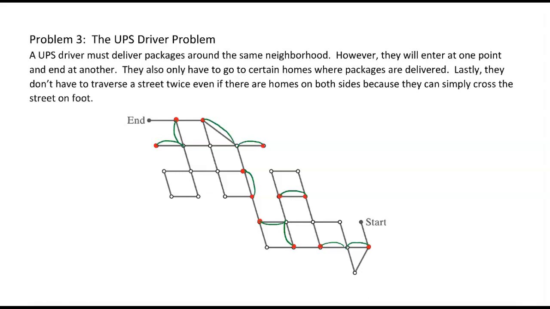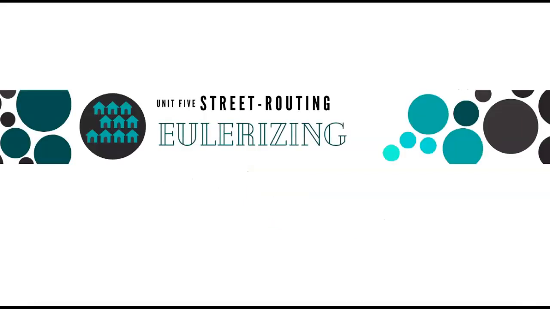Now we have semi-Eulerized this graph. We've made all but 2 odd vertices even. I will leave it as an exercise for you to map out the Euler path from start to end. And that will conclude this video lecture on Eulerizing and semi-Eulerizing graphs.